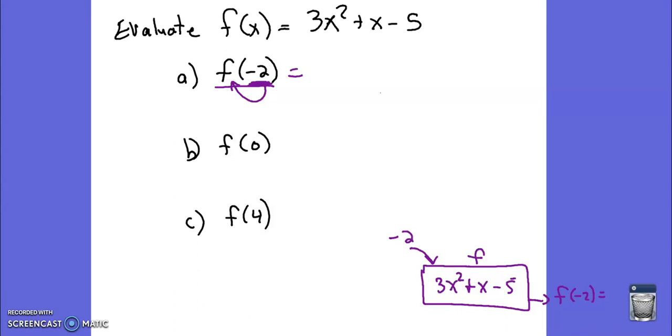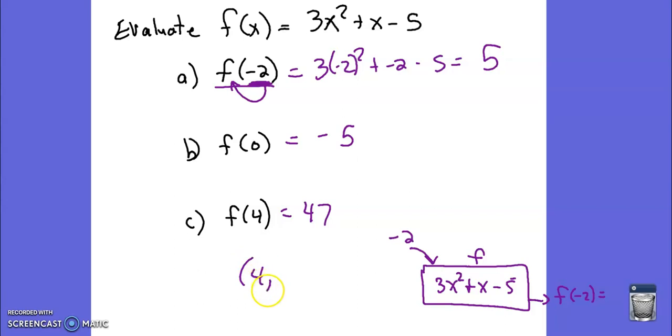So when we put -2 into this function, 3 times -2 squared plus -2 minus 5, we're going to end up getting 5. And the same thing when I put 0 in, I'm going to get -5. And when I put f of 4 in, I'm going to end up getting 47. Again, these are points, so we would have to graph the point 4, 47. We would have to graph the point 0, -5. And we'd have to graph the point -2, 5. These are all points.